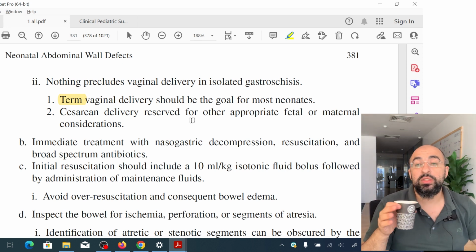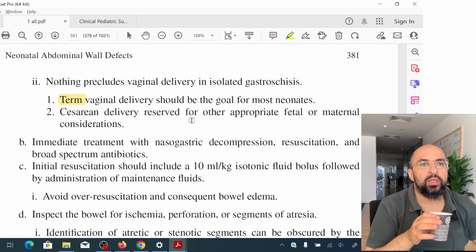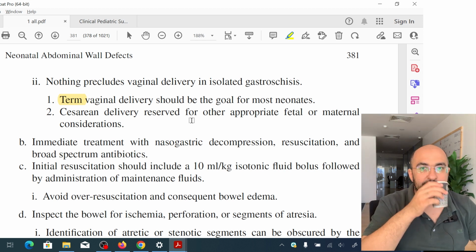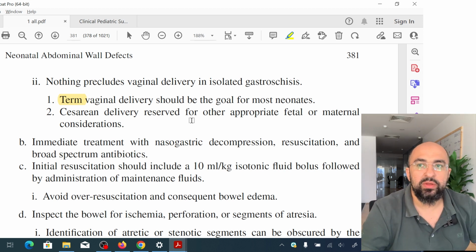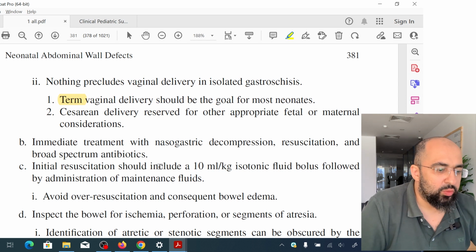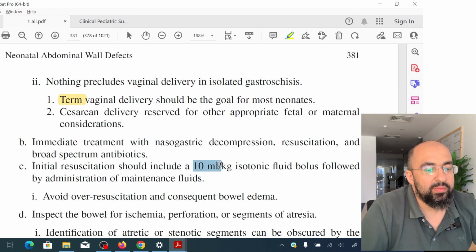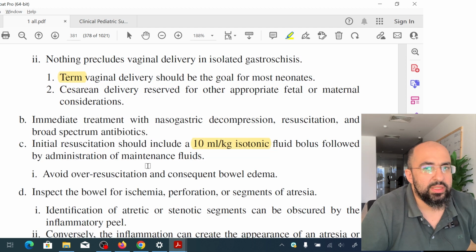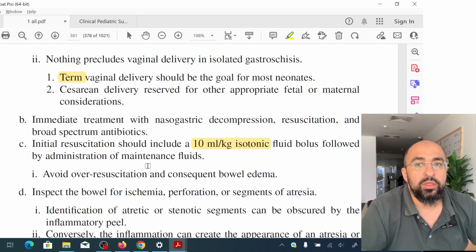Immediate treatment with nasogastric decompression is a basic, and commencement of fluids is one of the basics, which is isotonic fluid, 10 milliliters per kg. If he is 3 kilograms, he will take 30. It's like the shock therapy, and then maintenance after that. And do not over resuscitate, in order to avoid the third space loss and the edema of the bowel.